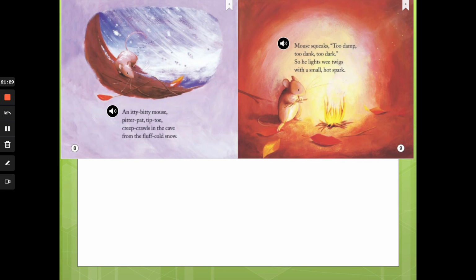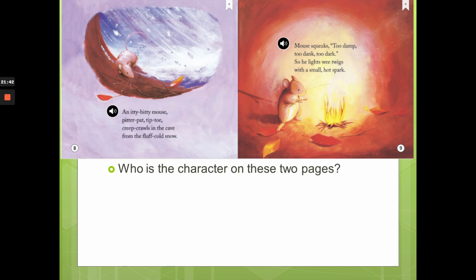The first example we're going to look at is on pages 8 and 9. And we need to use our background information to help us figure out the cause and effect on these 2 pages. First question is, who is the character on these 2 pages? Right, it's Mouse. We can see that Mouse is here and we see Mouse here. My next question is, on page 8, what is the setting? What is the setting on page 8? Where is it taking place?